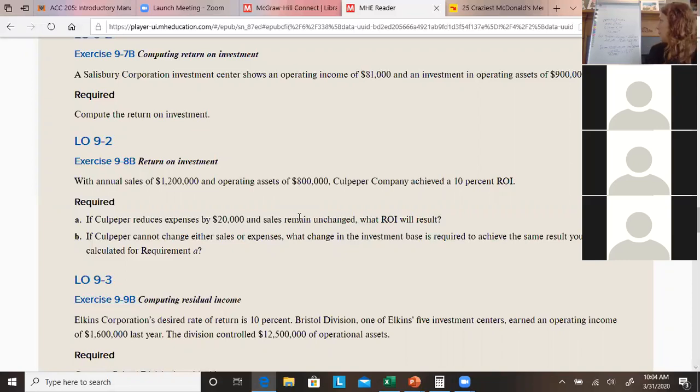So your first step would be, what is your actual operating income? If you break down the formula, it's just your operating assets times your ROI. So your operating assets is 800,000 and your ROI is 10%. So your operating income before part A is going to be 80,000. Any questions on that? Do you want me to write it on the board?